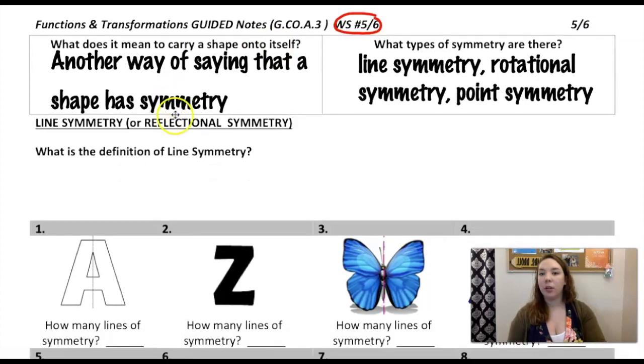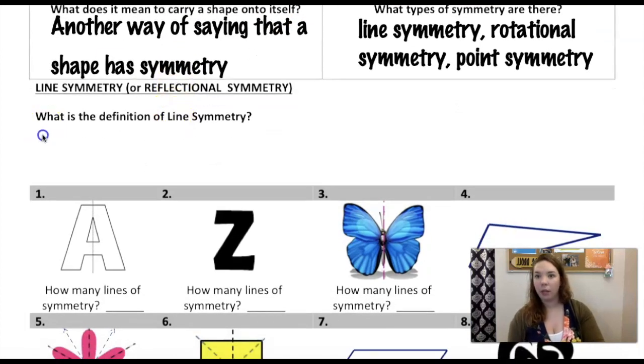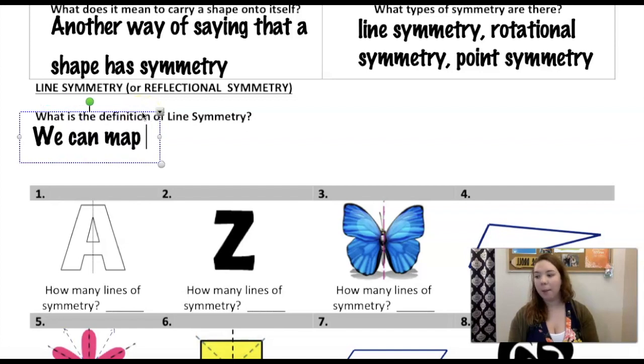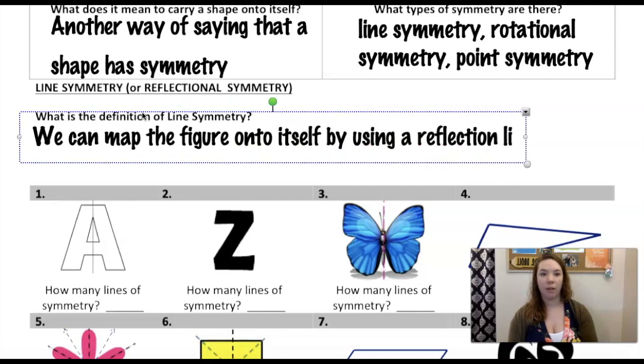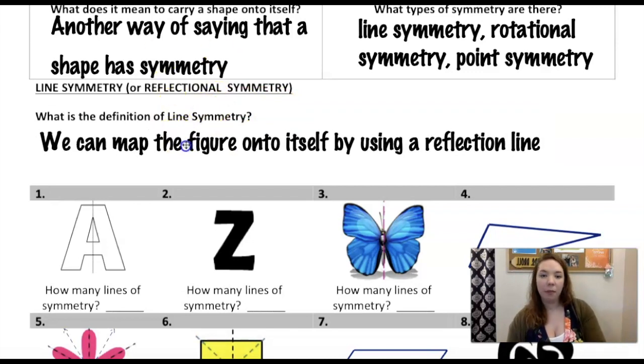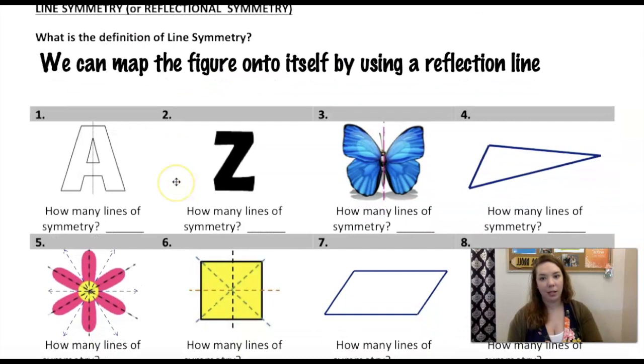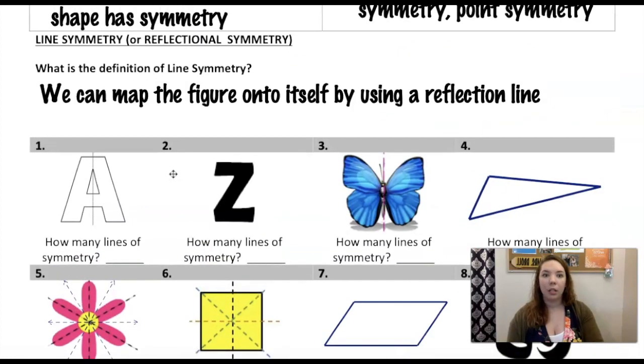So line symmetry or reflectional symmetry. That means we can map the figure onto itself by using a reflection line. So this will make more sense when we do some examples, which we're going to do right now.